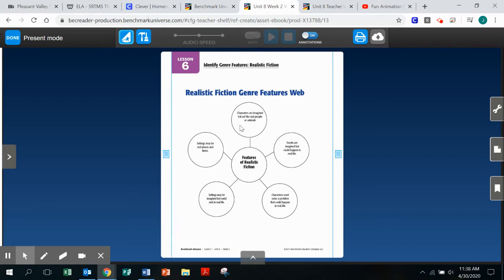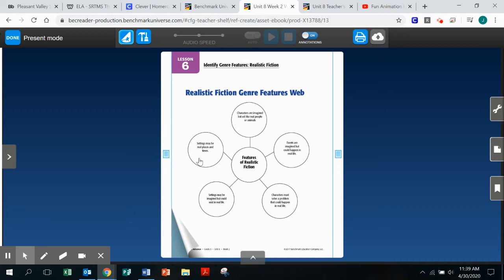Okay, so you see features like characters are imagined but act like real life people or animals. An example in our Water Sky would be the boy in the bright blue jacket from Maine standing on the runway. That was Lincoln, right?